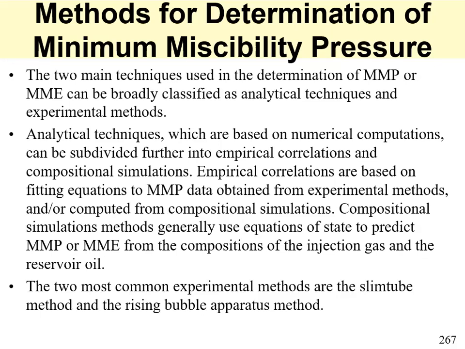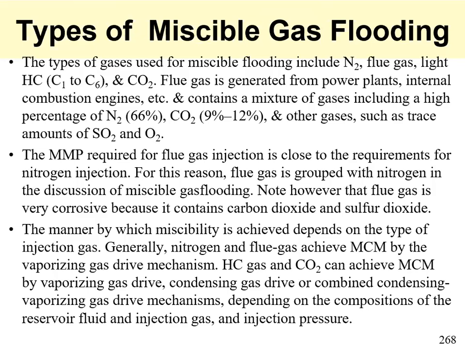For experimental methods, the two commonly used are the slim tube method and the rising bubble apparatus method, as I mentioned. I didn't go further on this in this presentation. So different types of gases can be used for miscible flooding, which include nitrogen, flue gases, and light hydrocarbons, and of course, carbon dioxide, as mentioned.